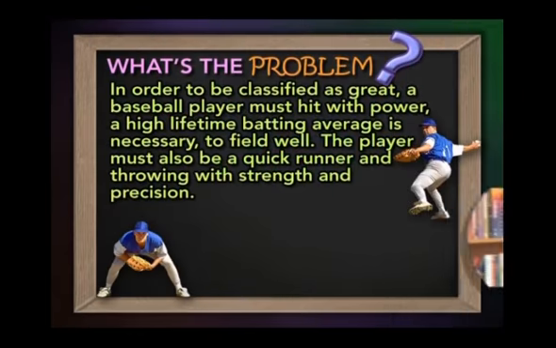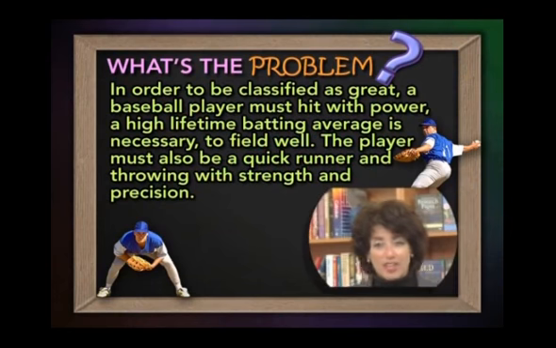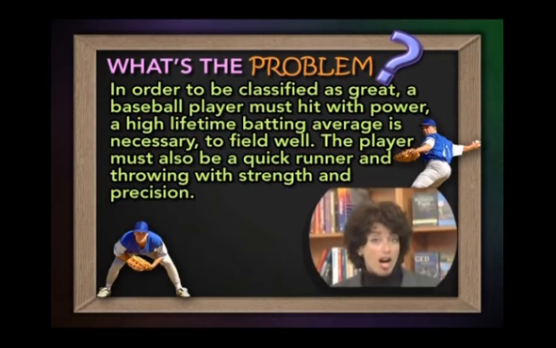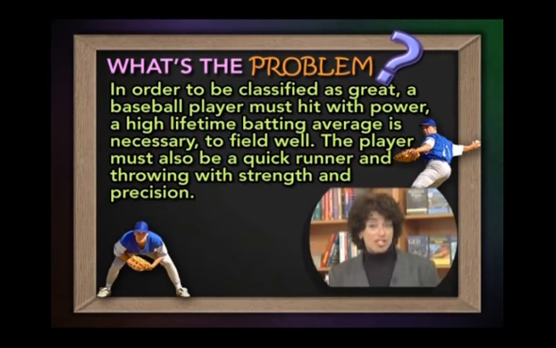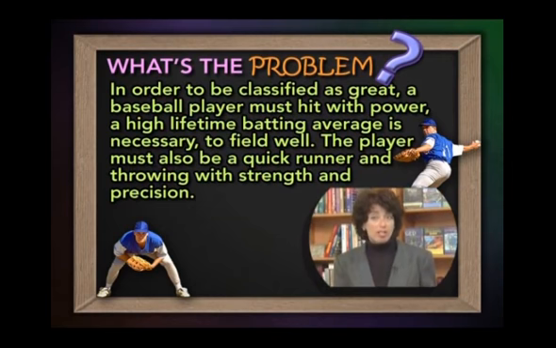I'm going to use process of elimination on this. In order to be classified as great, a baseball player must hit with power. A high lifetime batting average is necessary to field well. The player must also be a quick runner and throwing with strength and precision. Well, the ideas seem linked to me.